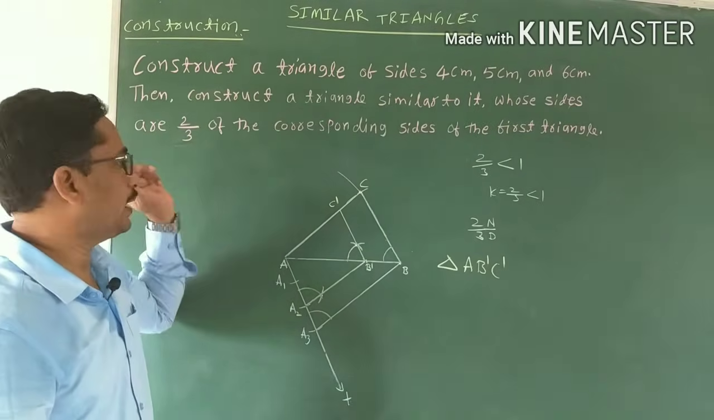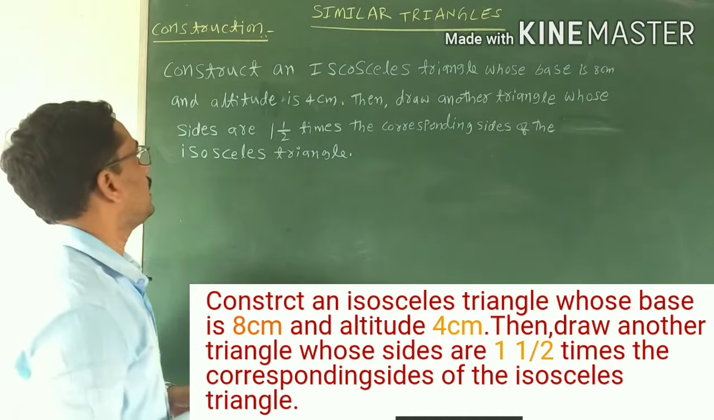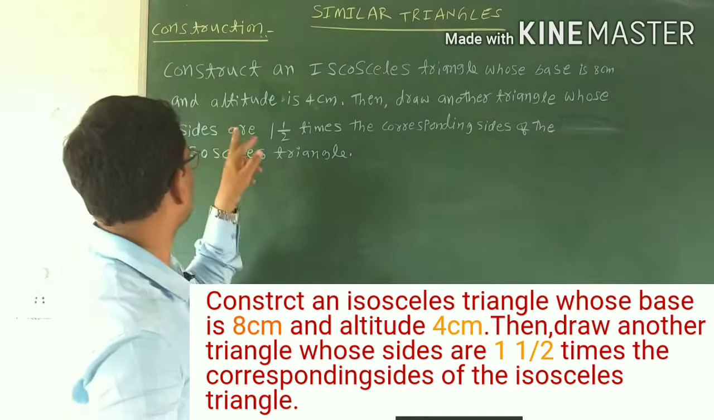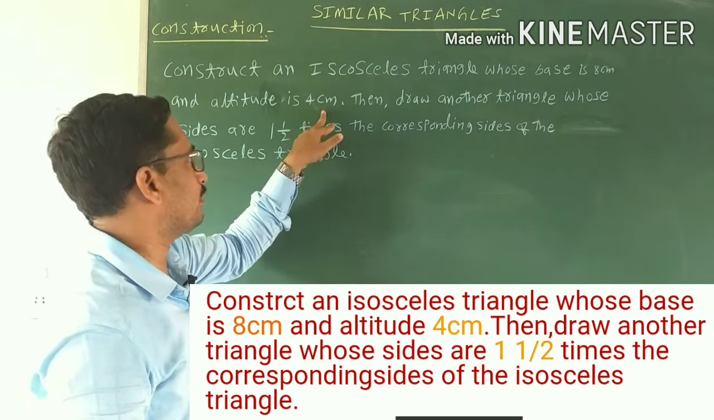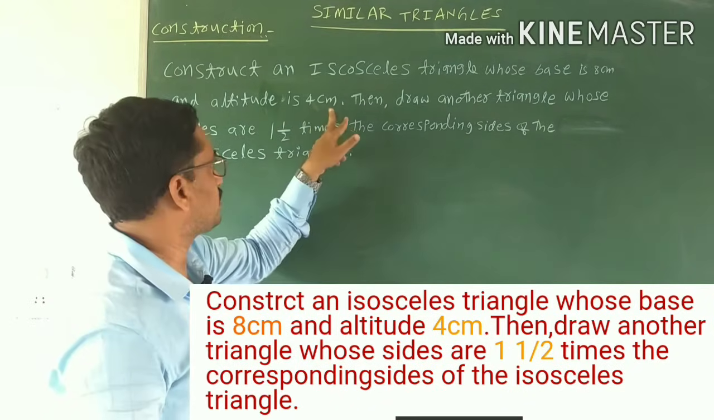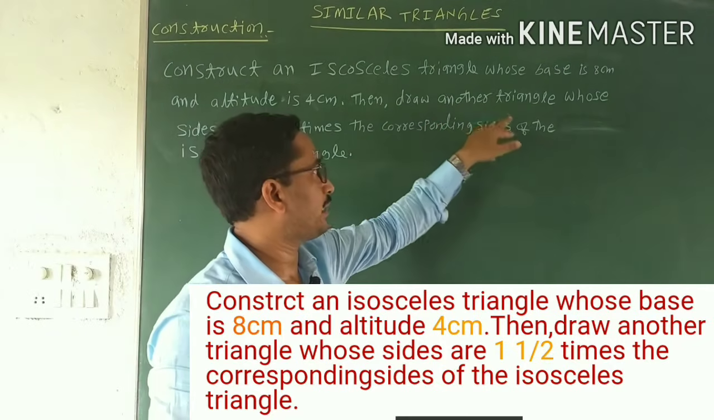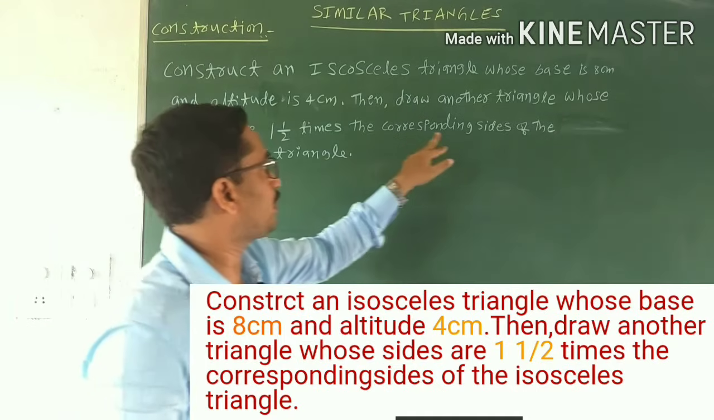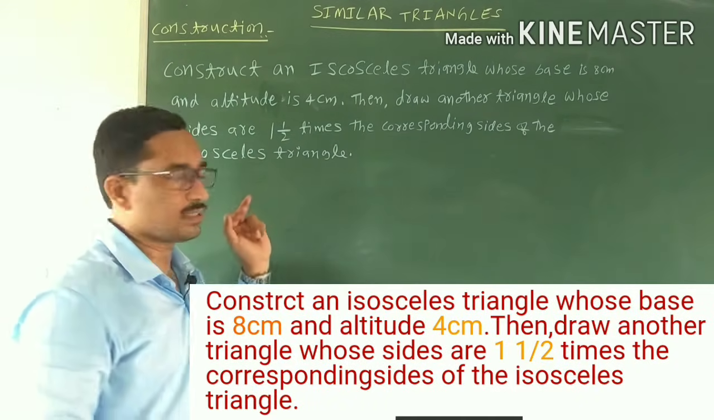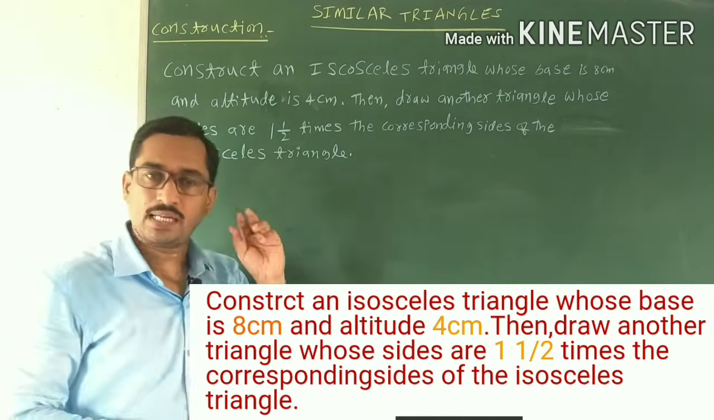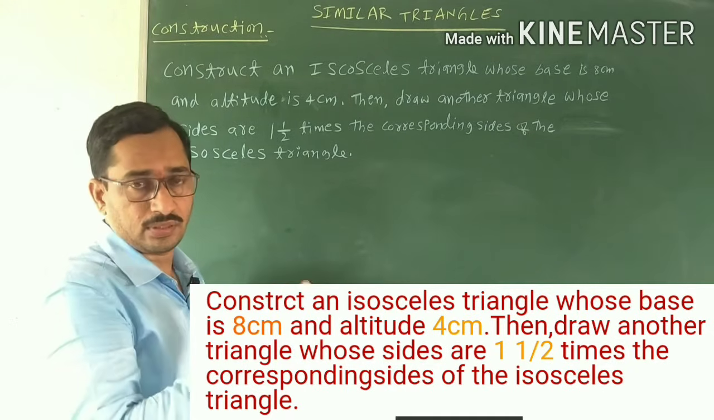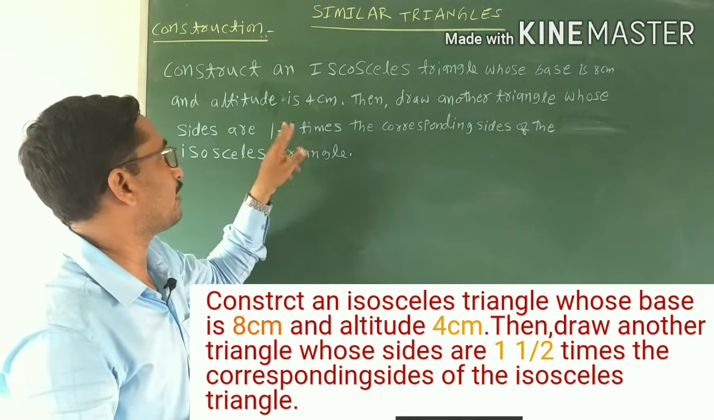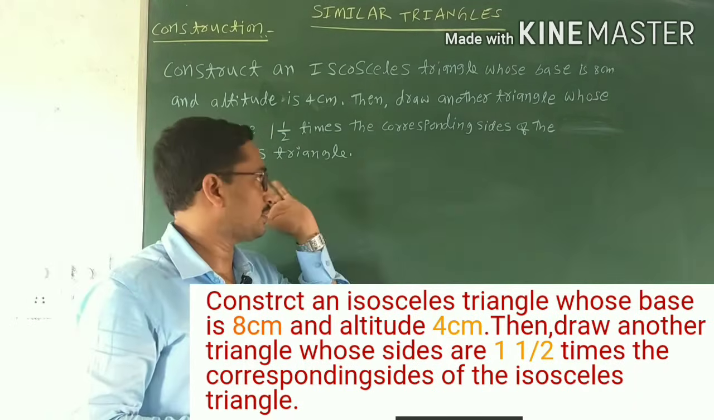See the problem: construct an isosceles triangle whose base is 8 centimeters and altitude is 4 centimeters. Altitude means height of the triangle. Then draw another triangle whose sides are 1.5 times the corresponding sides of the isosceles triangle. So first we have to draw an isosceles triangle, then a similar triangle whose sides are 1.5 times the corresponding sides.